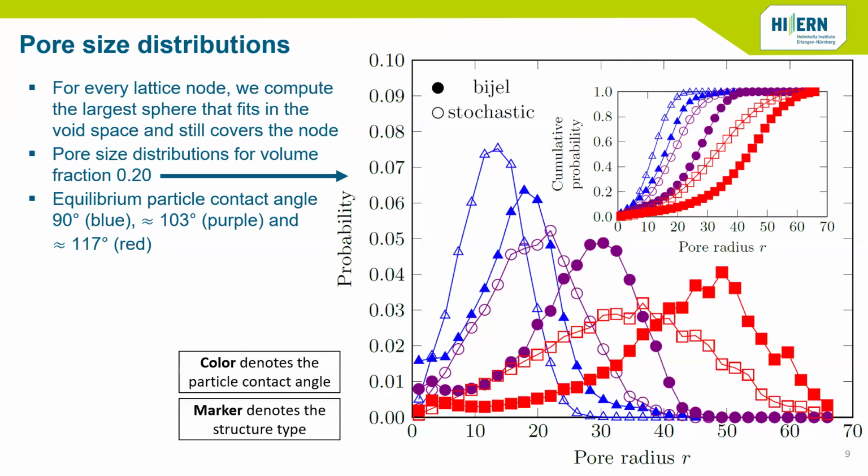Here the filled markers are the Bijels, and the unfilled markers are their equivalent stochastic structures. As you can see, the pore size distributions for these Bijels are generally much more shifted to the right, so they have larger pores. That holds for all the structures plotted here, and not only for those, but in general. What is also maybe not as well visible from this plot is that the standard deviation in the pore size distributions is much larger for these stochastic structures than for the Bijels. In other words, for these Bijels, we have much more uniform domain sizes.